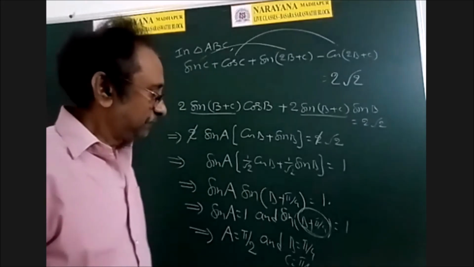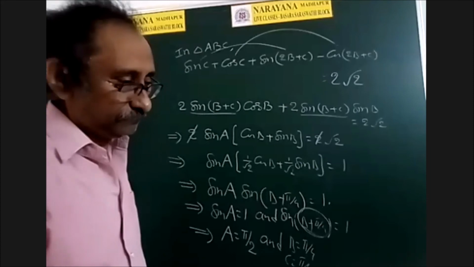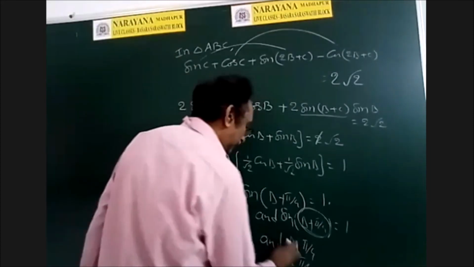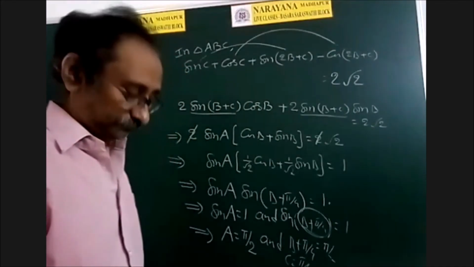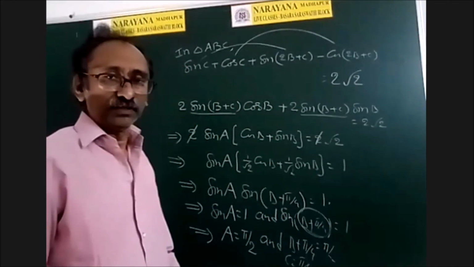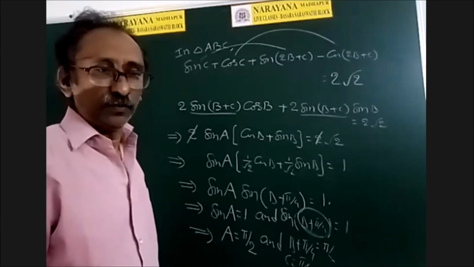Sridhan, if sin theta is equal to 1, what is theta? 90 degrees, sir. So therefore, B plus pi by 4 is equal to pi by 2. So what is B? Pi by 2 minus pi by 4, sir. Pi by 4. It's over.